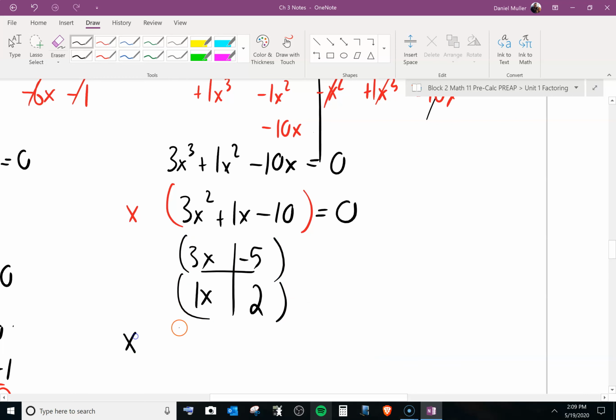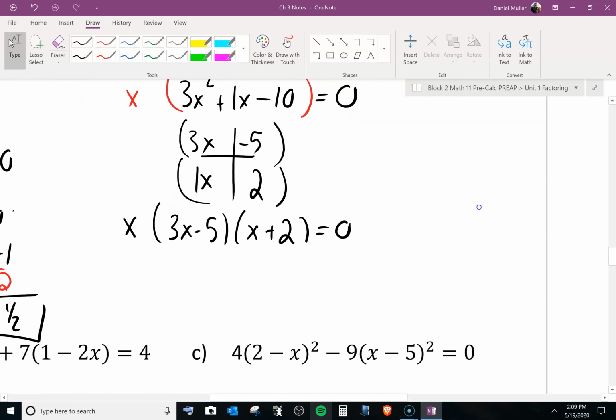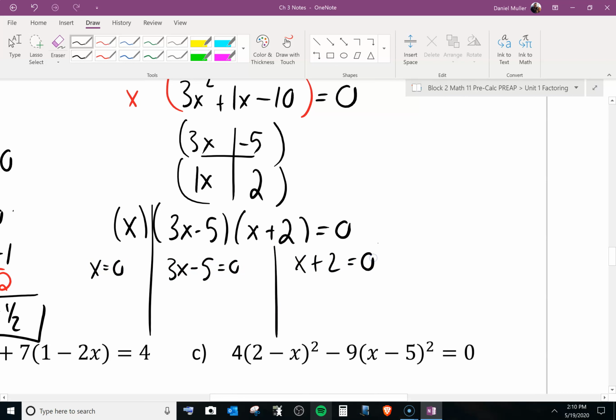So I've got the x, and then I've got the 3x minus 5, and the 1x, or just x, plus 2 is equal to 0. So I've got three things. I have x equals 0, 3x minus 5 equals 0, and x plus 2 equals 0.